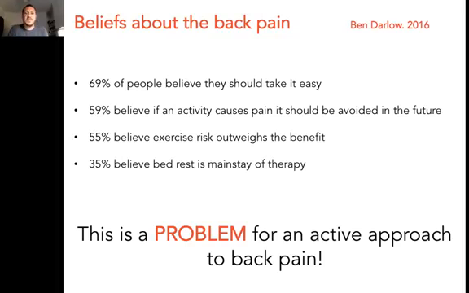So 69% of people believe they should take it easy, which is a huge proportion of people, which is a real barrier to an active approach, right? 59% of people believe that if an activity causes pain, it should be avoided in the future. So if I get pain bending over, that I should then avoid bending over.